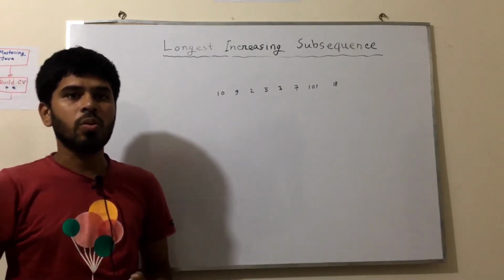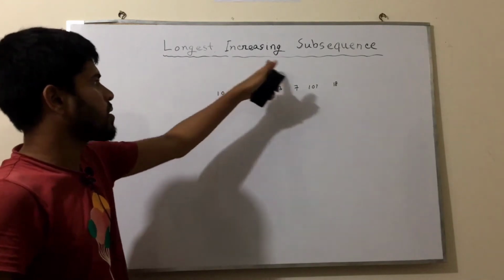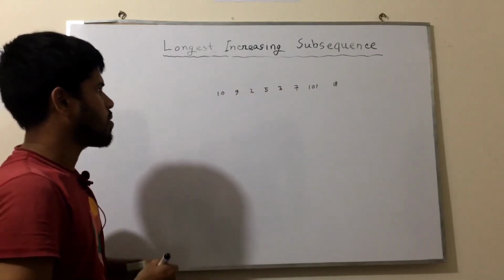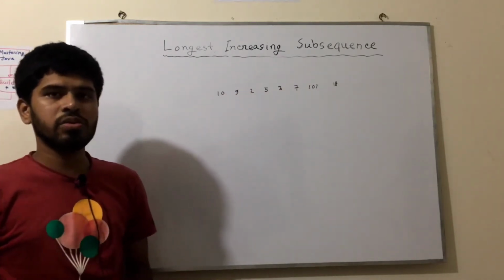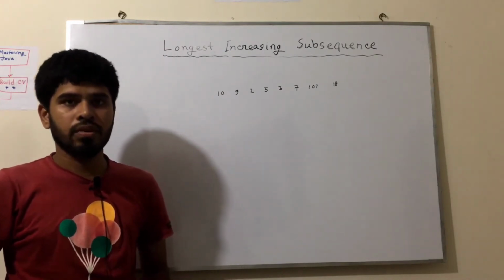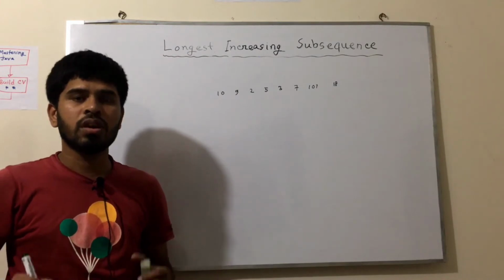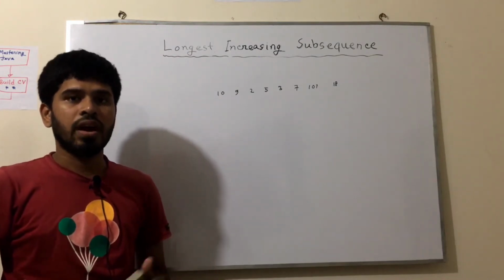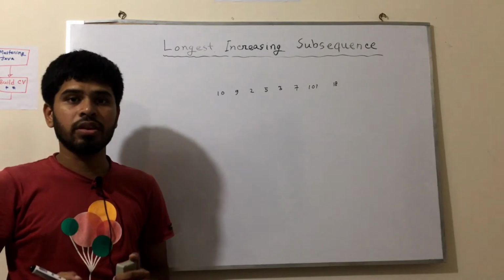First, let's talk about what a longest increasing subsequence is. We know a subsequence can be contiguous and it also can be non-contiguous. It doesn't have to be contiguous, but it can be, and the subsequence should maintain the relative order.